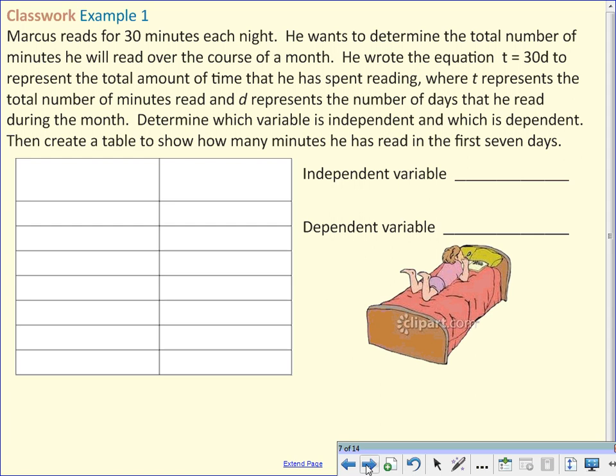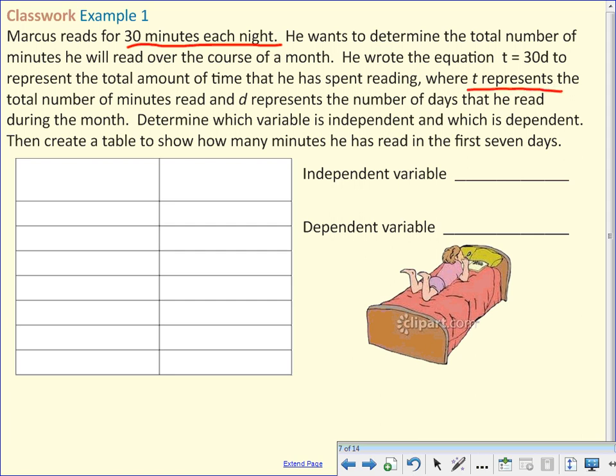Let's take a look at the first example. Marcus reads for 30 minutes each night. He wants to determine the total number of minutes he will read over the course of a month. He wrote the equation T equals 30D to represent the total amount of time that he has spent reading, where T represents the total number of minutes read and D represents the number of days that he read during the month. Determine which variable is independent and which is dependent. Then create a table to show how many minutes he has read in the first 7 days. So here's what we need to know. It's 30 minutes each night.